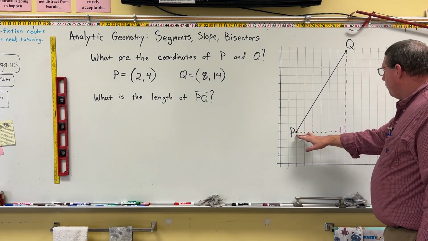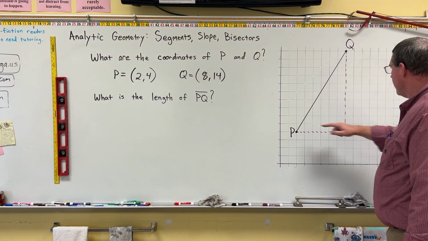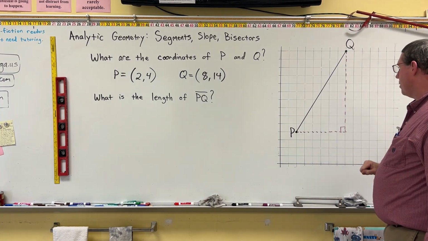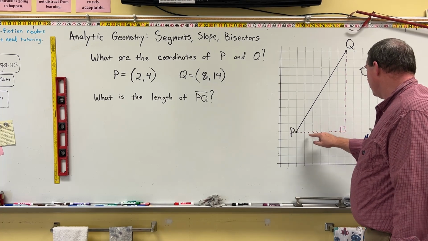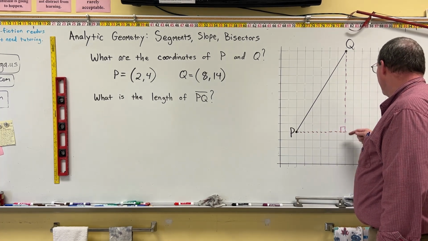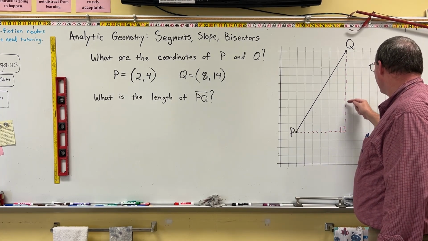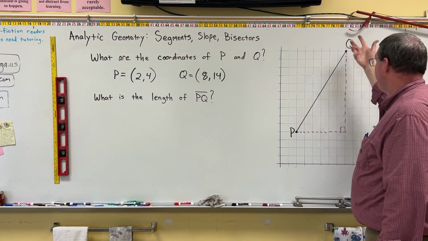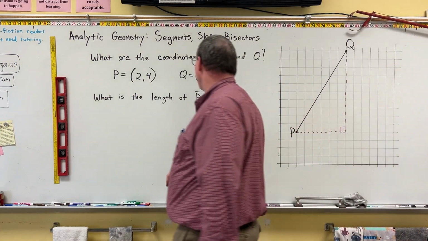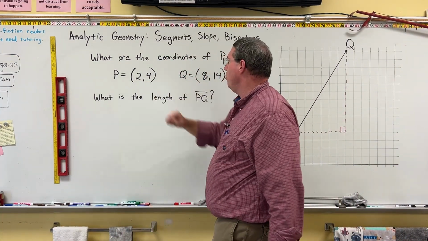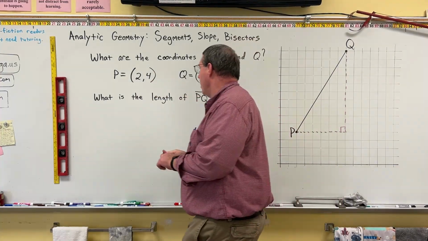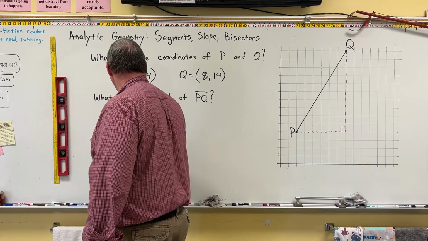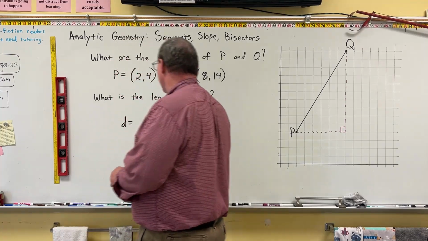And so we know if we call this A and this B, that means this is C, okay? And so essentially what we have here is the distance of one of the legs is 1, 2, 3, 4, 5, 6. The distance of the other leg is 1, 2, 3, 4, 5, 6, 7, 8, 9, 10. The way you can get that goes like this. 8 minus 2 is 6. 14 minus 4 is 10. And so the way that we find the length, it's a distance. So we're going to use the letter D.